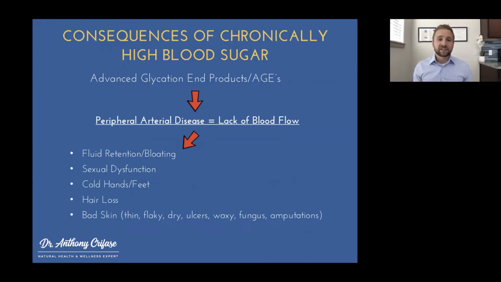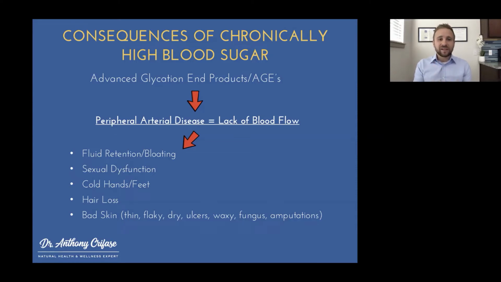So advanced glycation end products, we just briefly touched on peripheral arterial disease. This creates a narrowing and a lack of blood flow. When you have a lack of blood flow, you get things like fluid retention, bloating, so problems with bladder retention. You can't urinate properly. Sexual dysfunction, men with erectile dysfunction, cold hands and feet. The blood is not able to get there. The arteries are narrowing. Hair loss, because you're not able to get blood flow and nutrients to these areas.